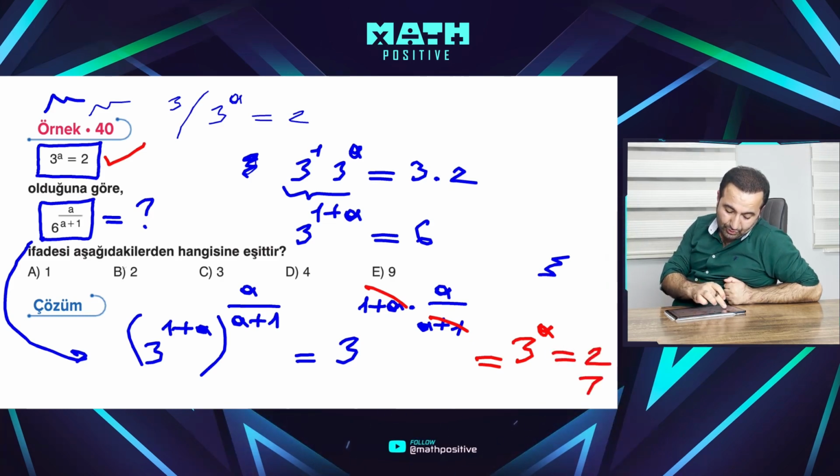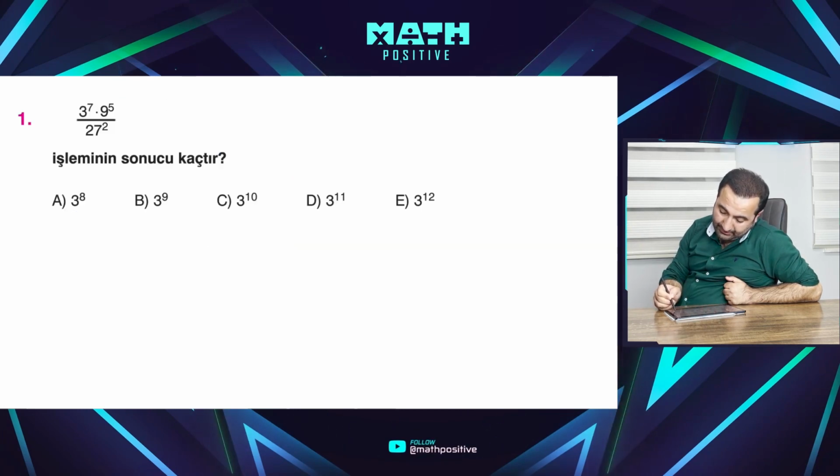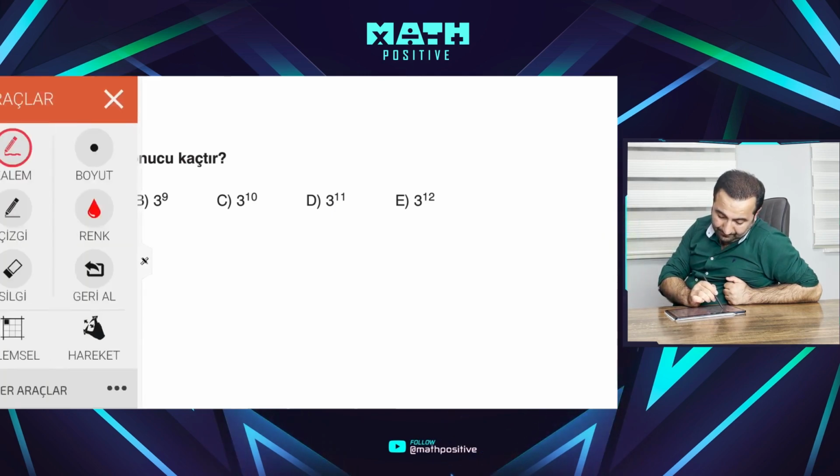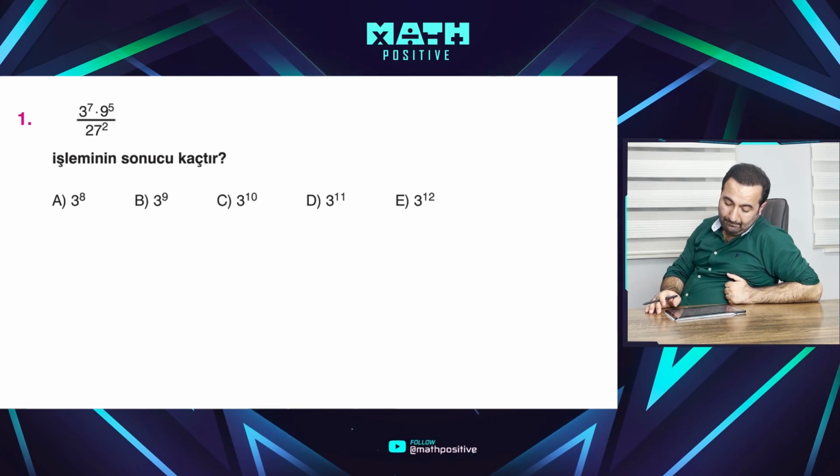Cancelling these two a plus 1s, we have 3 to the power a, which is given as 2, and the answer of the question should be 2. Very nice question and a nice solution. Okay, let's move forward.